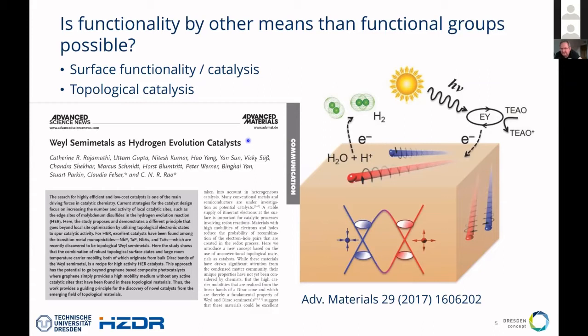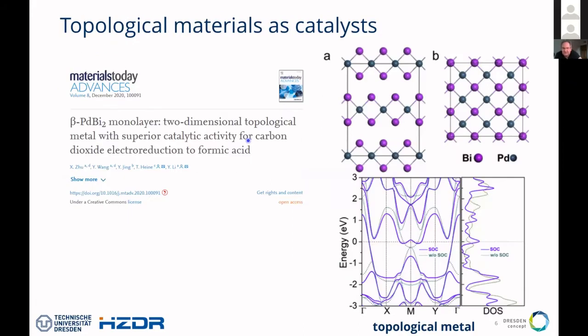I'm still in the introduction, and I would like to draw your attention to the fact that there are more materials like that. We have just published very recently a paper in Materials Today Advances, where we have a material made out of palladium and bismuth, and topological effects make it very, very special. So there's no functional group. The functionality comes from the fact that we have a topological insulator. And in topological insulators, relativistic effects play a role on the band structure.